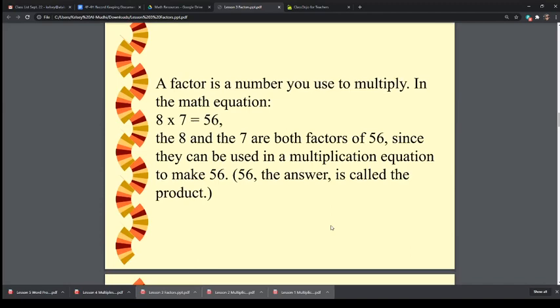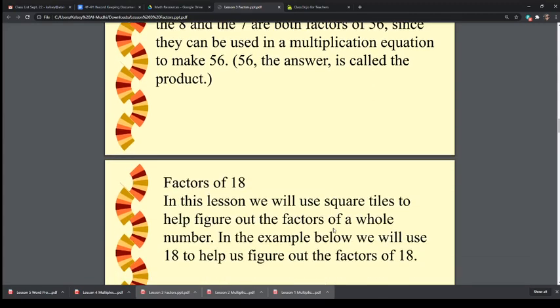A factor is a number that you use to multiply in a math equation. 8 times 7 equals 56. The 8 and the 7 are both factors of 56, since they can be used in a multiplication equation to make 56. 56, the answer, is called the product.